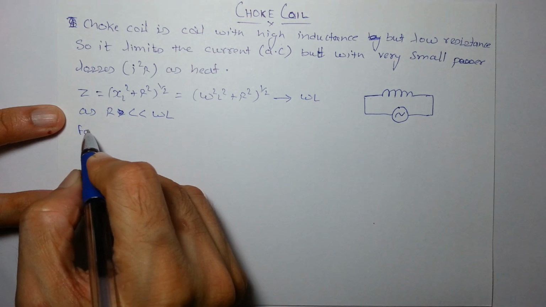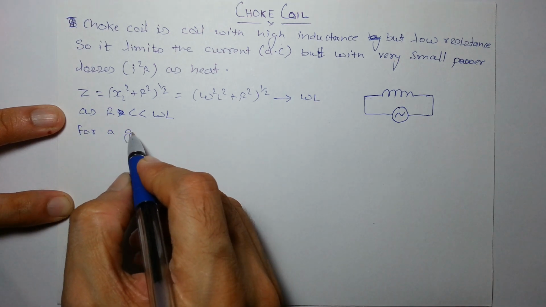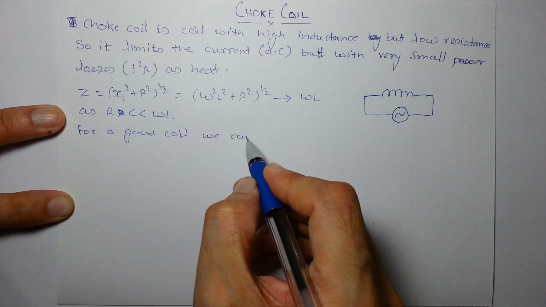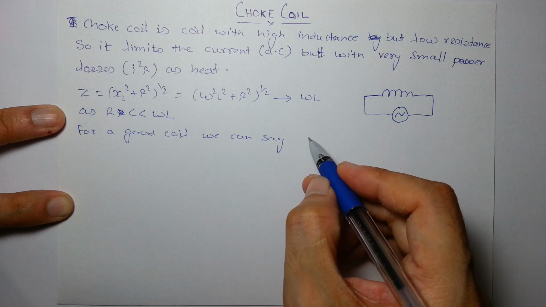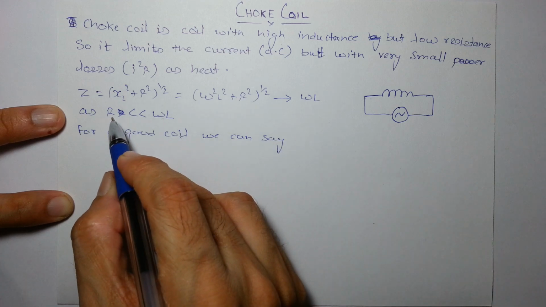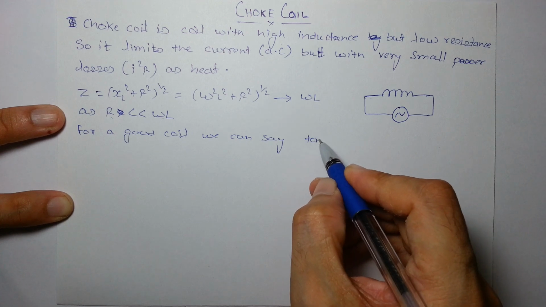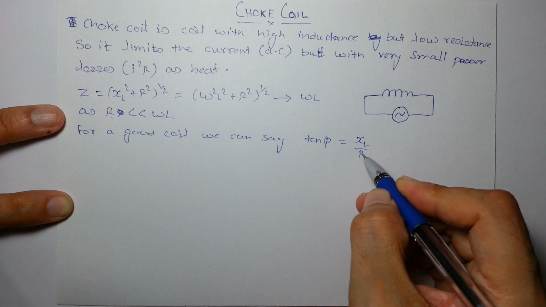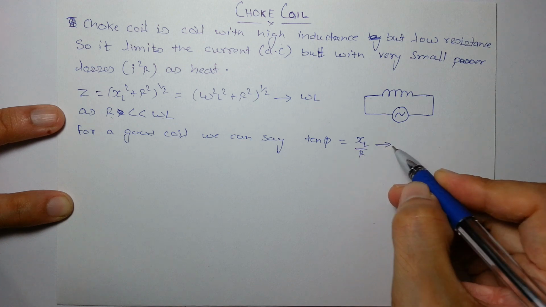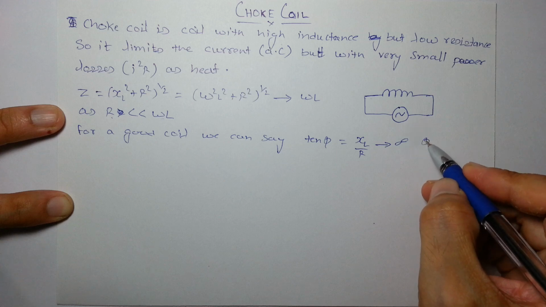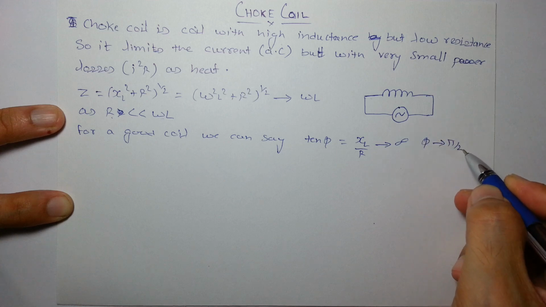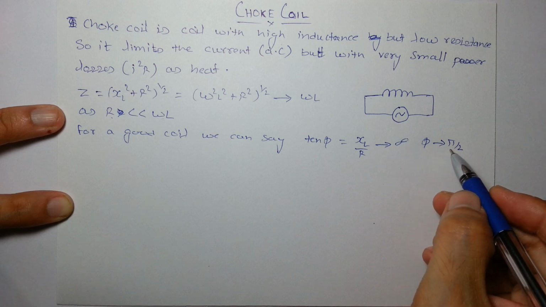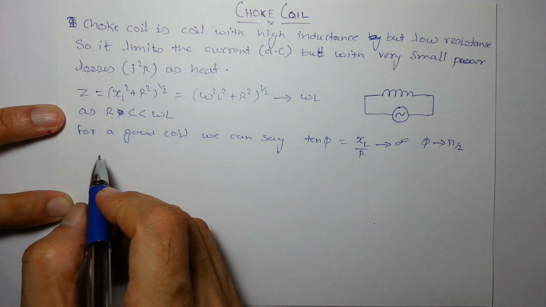For a good choke coil, as XL is very large as compared to R, tan phi, which is XL by R, tends to infinity, or phi tends to pi by 2. Okay, the current will lag by pi by 2, almost by pi by 2.